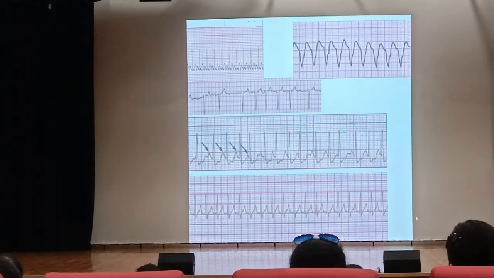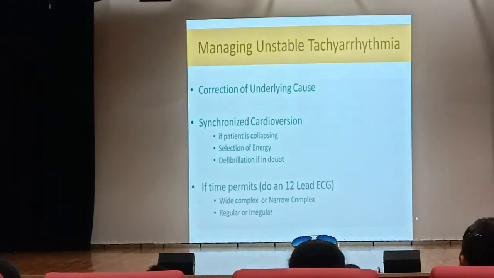What is this? The P wave is replaced by some fibrillatory waves with an irregular rhythm. So this is classic of atrial fibrillation. Why am I saying this is atrial? Because all these are narrow complexes. Why am I saying this is ventricle? Because it's a wide complex.